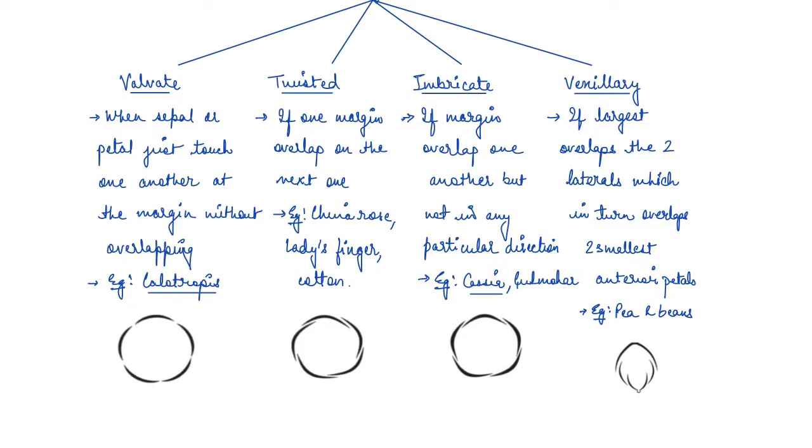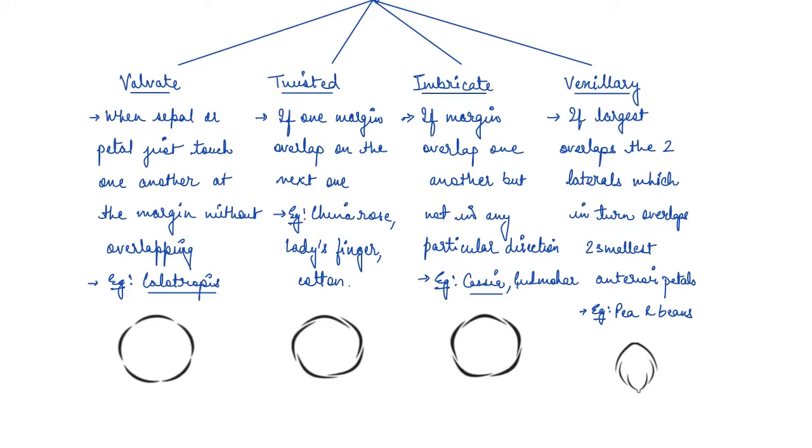Now the first, valvate. When sepals or petals in a whorl just touch one another at the margin, without any kind of overlapping, it is known as valvate. An example is calotropis. Here in the diagram you can see that the sepals or petals are just touching each other and they are not overlapping. So this is valvate.